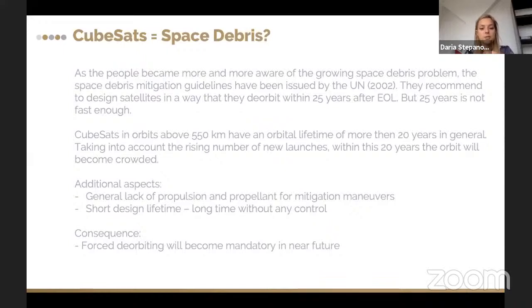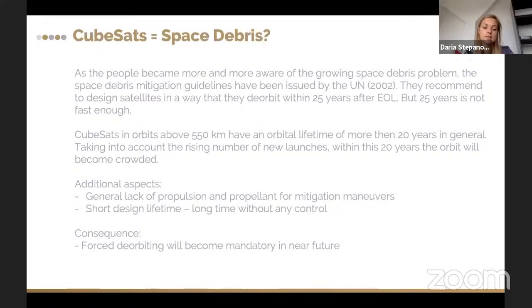Additionally, there is a general lack of propulsion and propellant on board of the CubeSats. Basically, CubeSats cannot perform mitigation maneuvers as the big satellites can. And there is the short design lifetime. CubeSats are normally developed within 1 or 2 years, and around 20% of them are failing. Once the satellite has performed its mission, most of the CubeSats are left without any control.